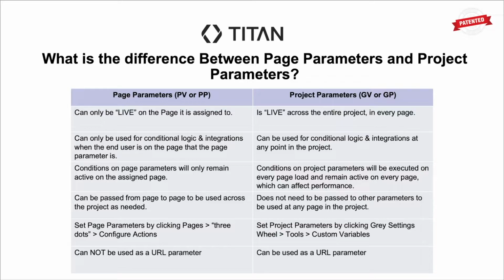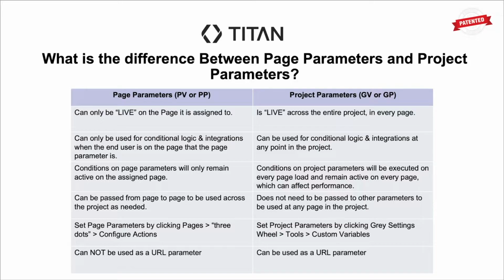Whereas for project parameters, because it's live across the entire project, it never needs to be passed. It can be used at any point, but like I said before, just make sure that it is a value that is important enough to be carried with you throughout the entire project. And then I have also given you guys steps to set those parameters, whether it's page parameter or project parameter, and I'll show you that in just a second.